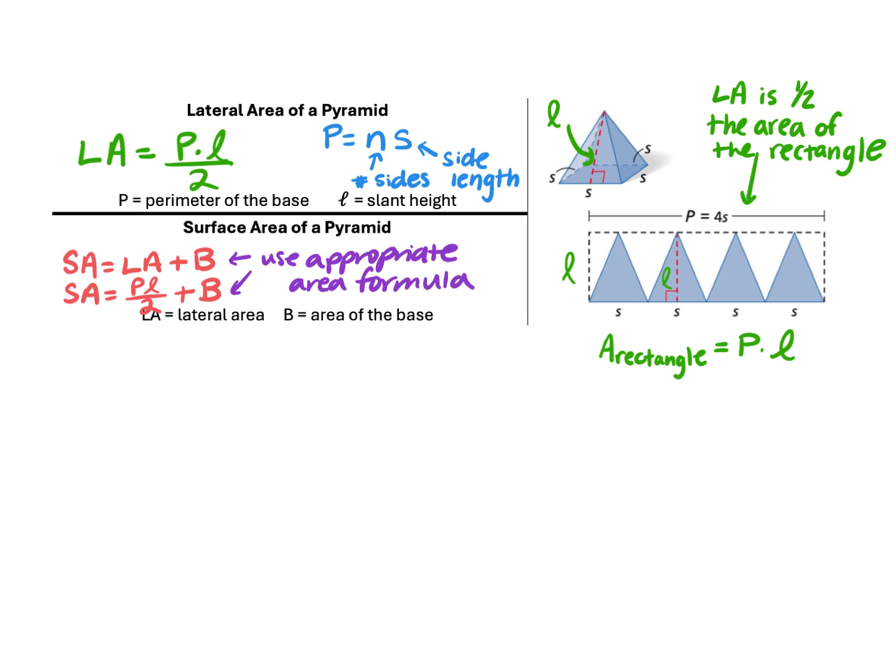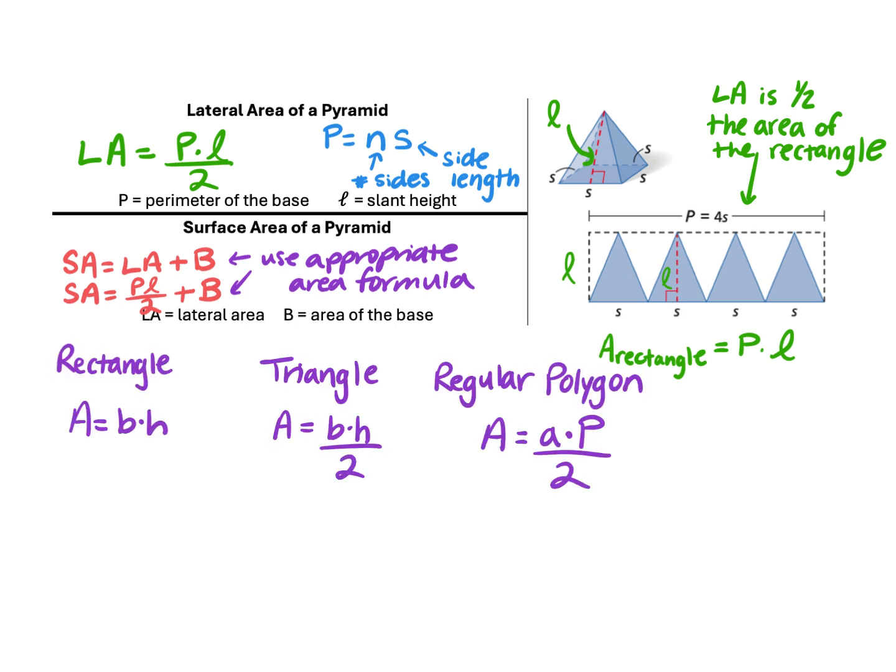So our bases are going to be either rectangles, triangles, or regular polygons. If you'd like to review those formulas, I wrote them down here. Area of a rectangle, base times height. The area of a triangle is the base times the height divided by 2. And for a regular polygon, the area is A times P divided by 2. There's a place on your formula sheet for Unit 10 for you to place these 3 formulas.